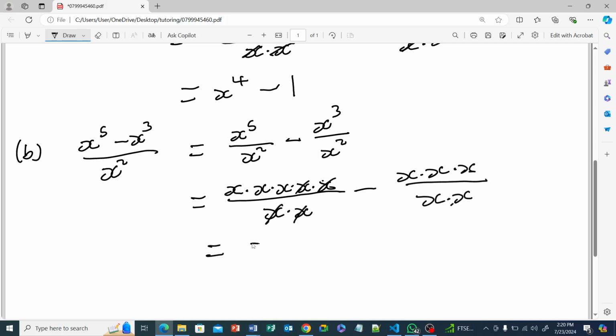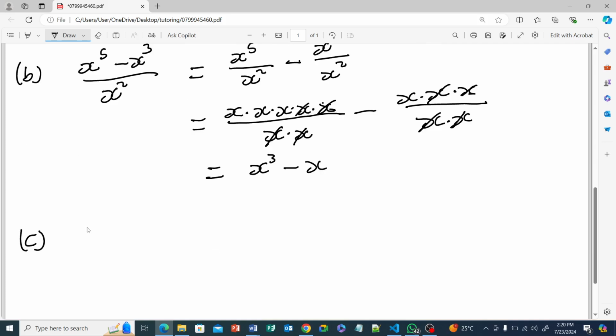The last one that I gave you was C, where you have x to the 7 minus x cubed divided by x to the 5. x to the 7, you need to write it 7 times: so far we wrote it 5 times, 6 and 7, divided by x times x times x times x times x, minus x cubed, meaning x multiplied by itself 3 times.